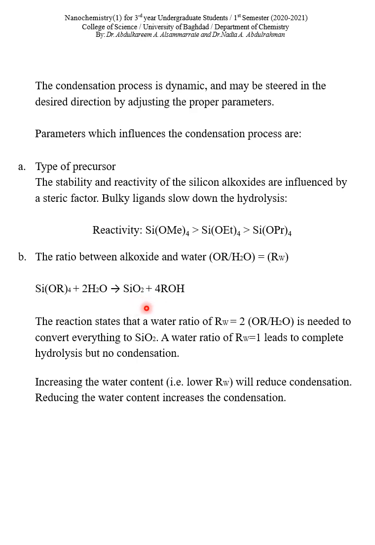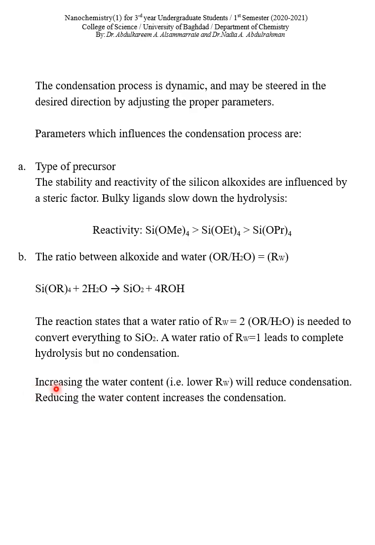فهنا ال SiO2 هي التحول الكامل للجل. So the reaction states that a water ratio of RW equal to 2 is needed to convert everything to SiO2. معناته إنه هذا التفاعل يخبرنا إنه ال RW راح تكون 2 حتى convert everything to SiO2. A water ratio of RW equal to 1 leads to a complete hydrolysis but not condensation. لما تكون RW equal to 1 الهيدروليسيس راح يكون كامل بس ماكو condensation يعني ماكو gel.